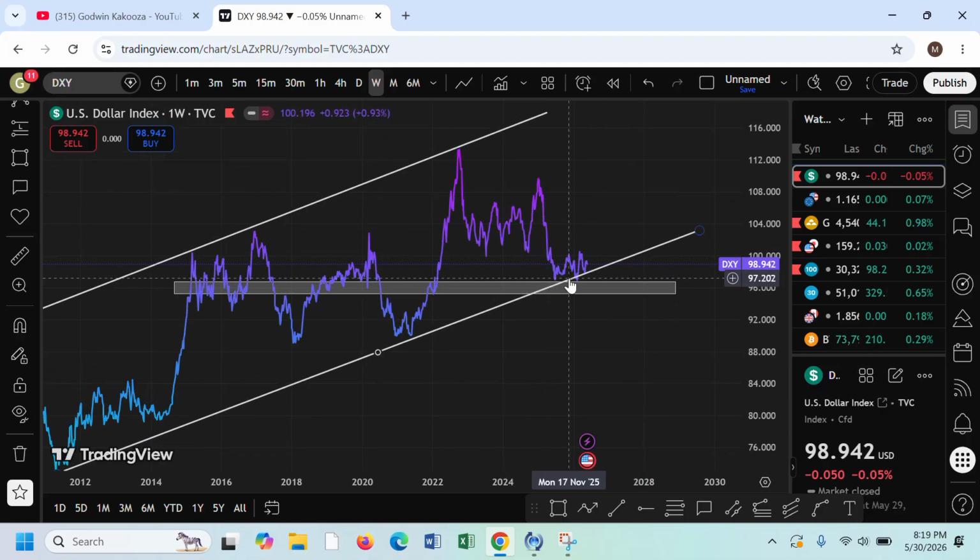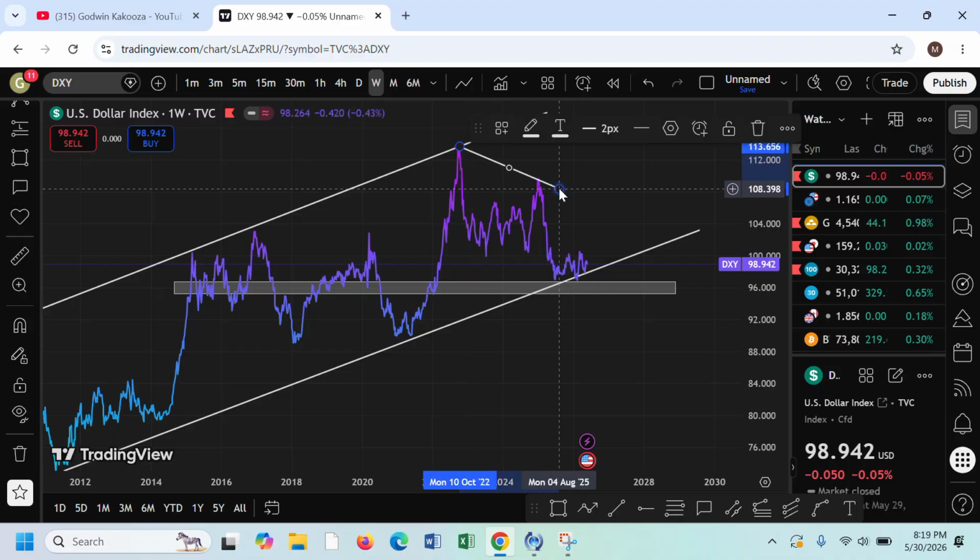There is a high probability chance of price keeping on pushing to the upside to reach these highs.